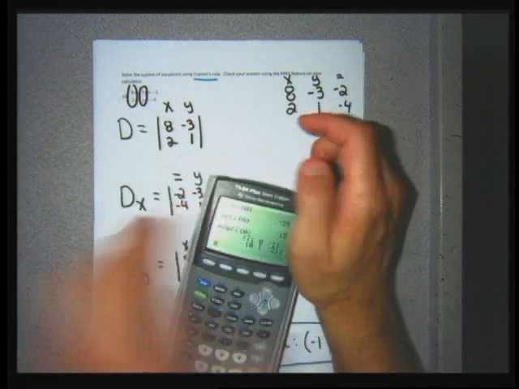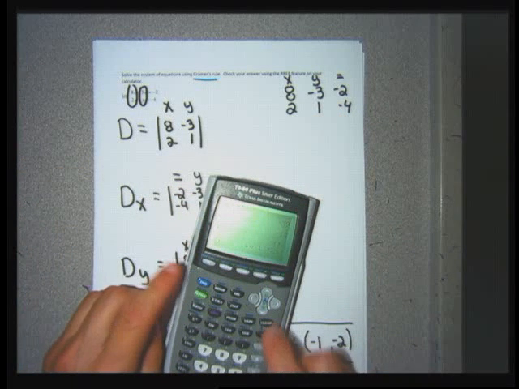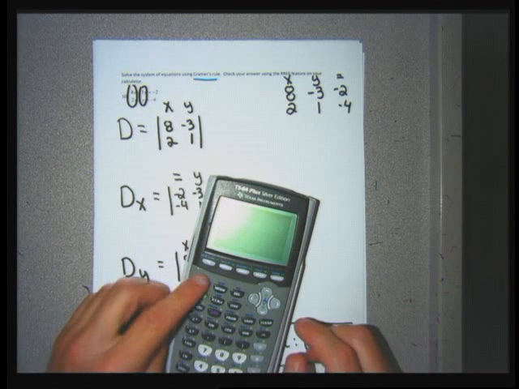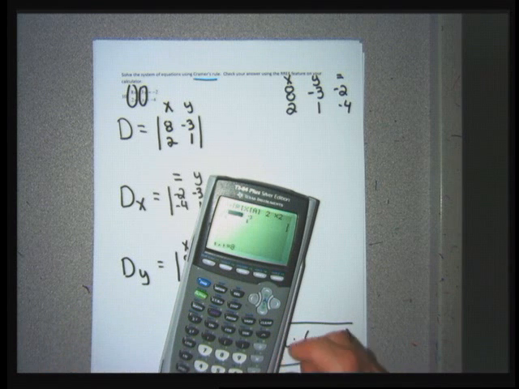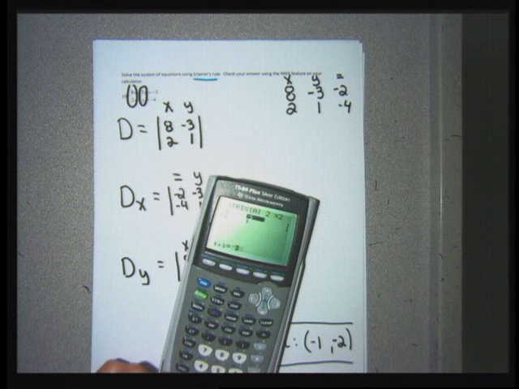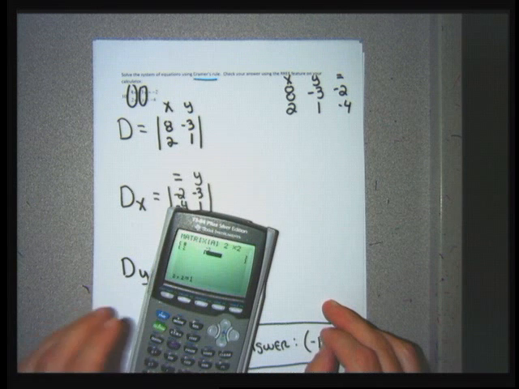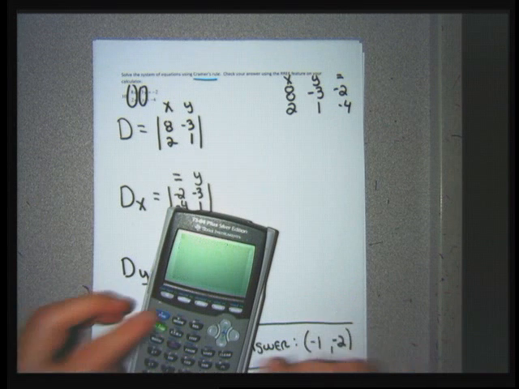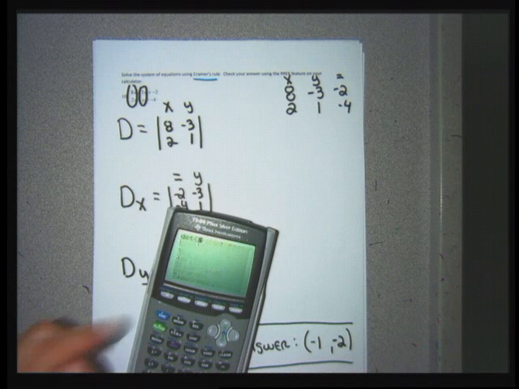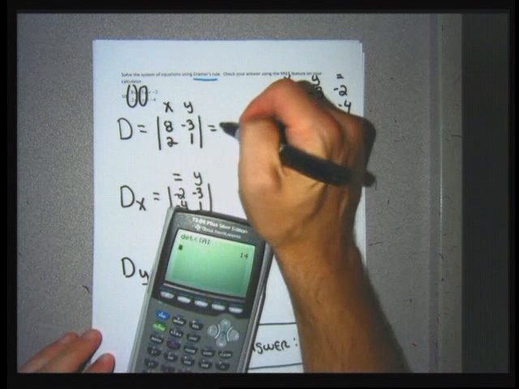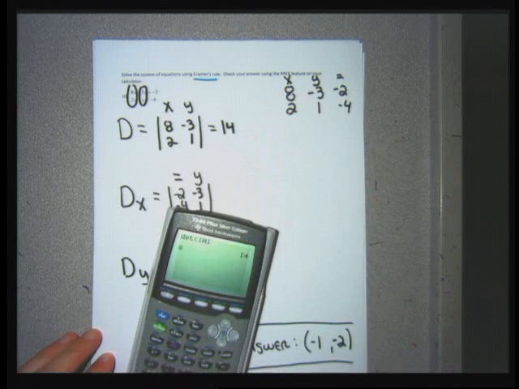I'll be super lazy and use my calculator. I can do them quicker by hand, but calculator sometimes is easier. So I'm going to go second matrix, edit. To do D, I type in a 2 by 2 matrix, type in 8, negative 3, 2, and 1. So the matrix is in. Hit second quit. Then I go second matrix math. Get the 1 and the DET highlighted. Then second matrix names in A. And the answer to what that determinant D is equal to is 14.